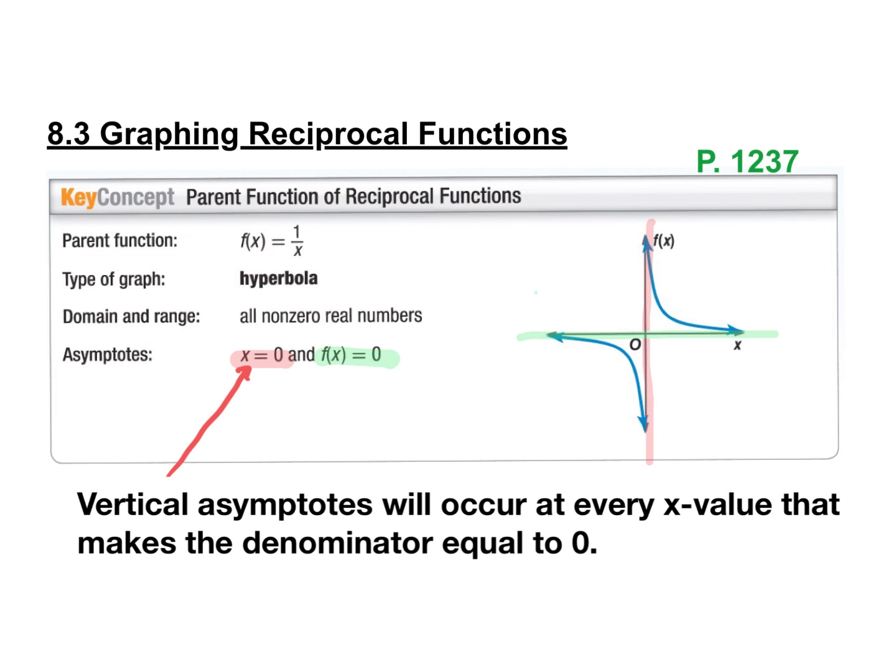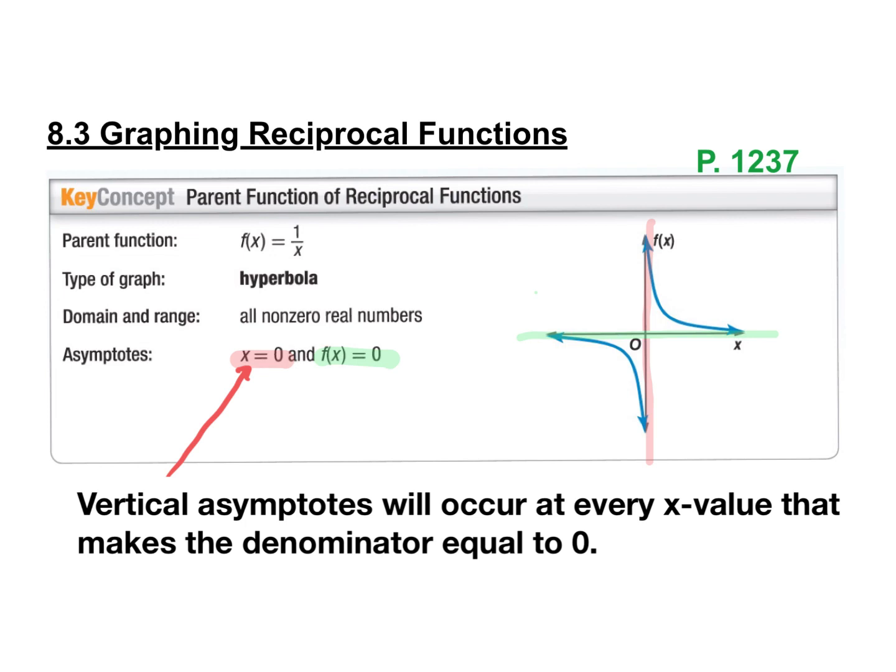So if you're unsure of where to find the vertical asymptotes, just look at the equation and go, all right, what values are going to make the denominator 0? In this case, it's just 0. So that's why x equals 0 is an asymptote. All those things are connected. That's an important concept, and we're going to keep working through that. All right.